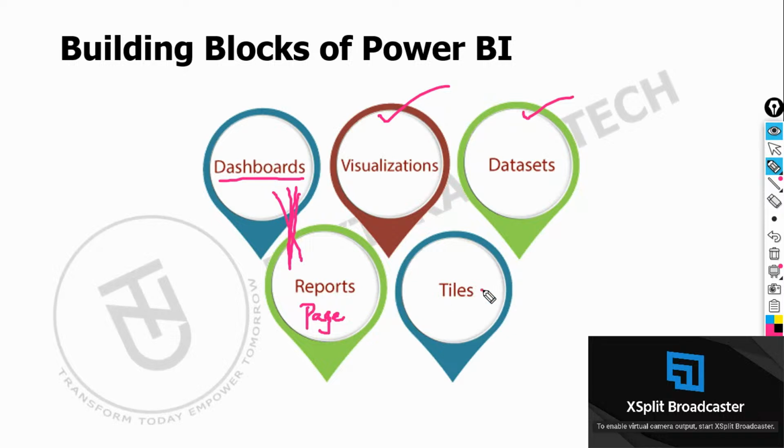Then what is a tile? A tile is nothing but a single visual. A single visual in a report or dashboard is called a tile. In simple terms, it's a visual. Whatever the visual might be, a single visual is called a tile. In a report we can have multiple tiles, and the same in a dashboard as well. A dashboard is nothing but a combination of multiple tiles. It's a single page storytelling, right?